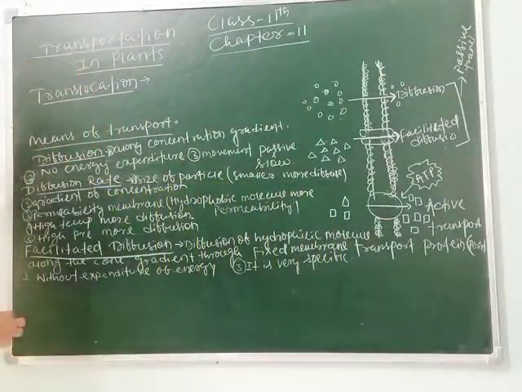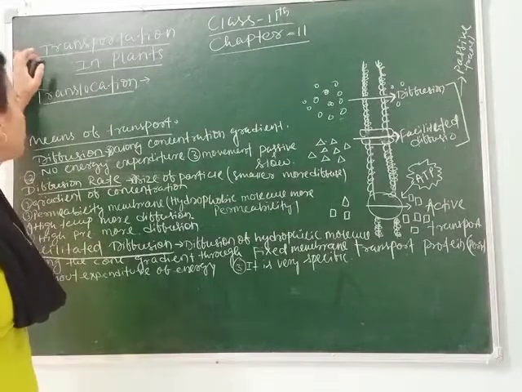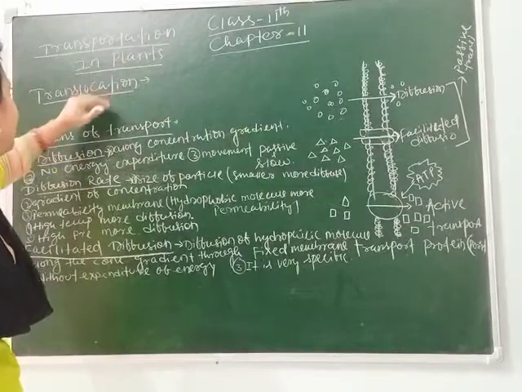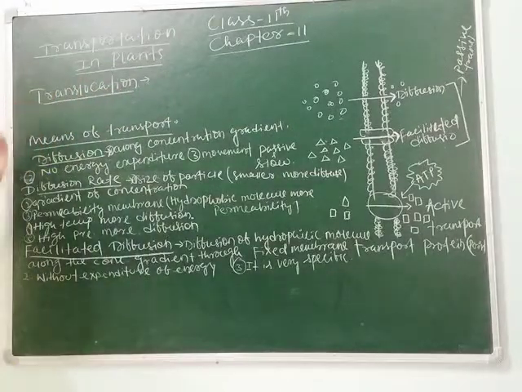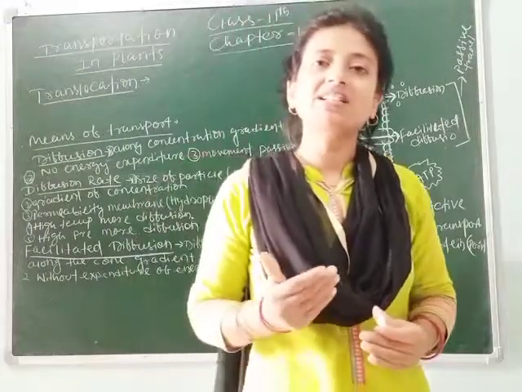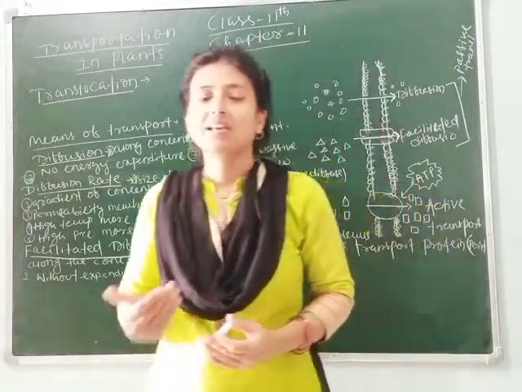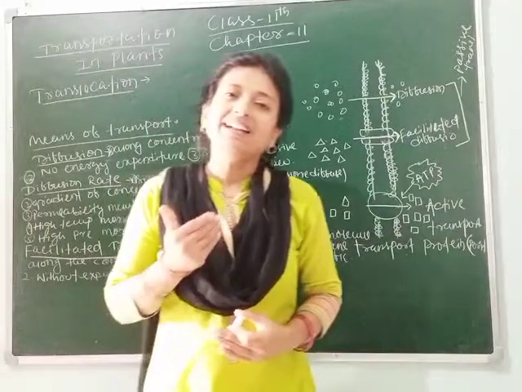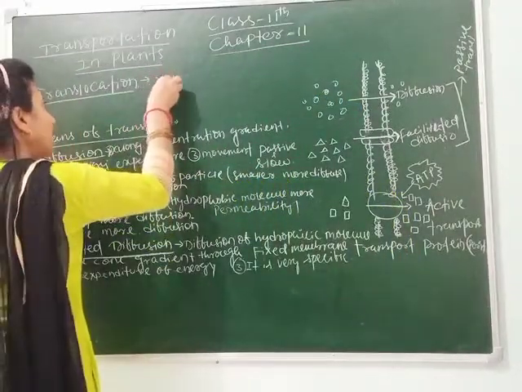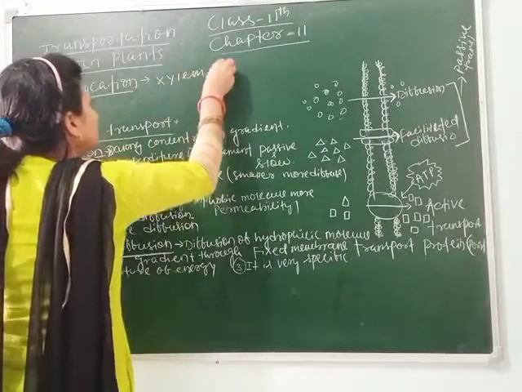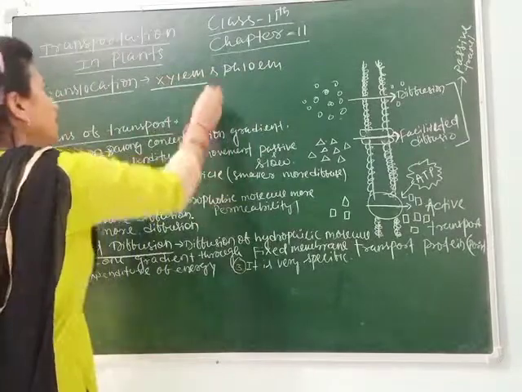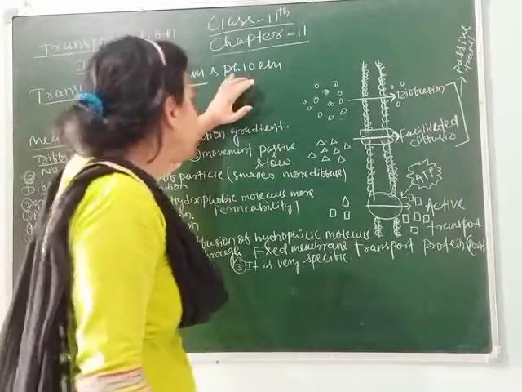So students, today's topic is translocation. We continue chapter 11, and the topic is translocation. You know about translocation from class 10th. The long distance transportation of substances is called translocation. And that long distance transportation occurs through the vascular tissue, xylem and phloem. You are very familiar with xylem and phloem. Xylem conducts water whereas phloem conducts food.